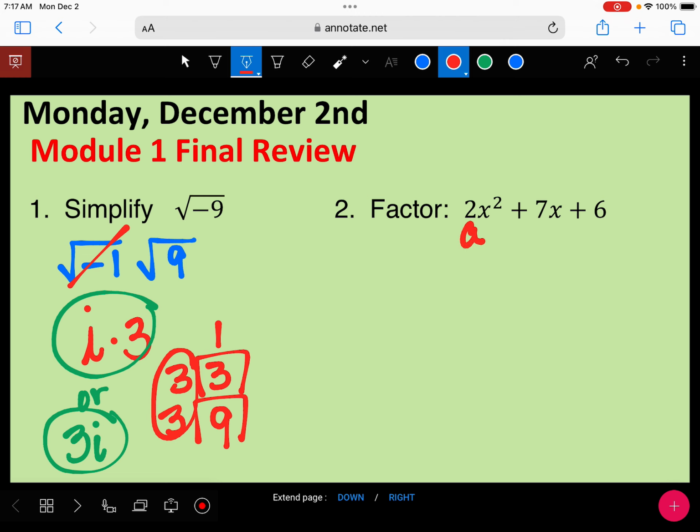For number 2, we have to factor. We got a, b, c. The first step to factor is always look for a greatest common factor. We don't have one. So we're going to make our X. At the top of the X, multiply 2 times 6. So what is 2 times 6?